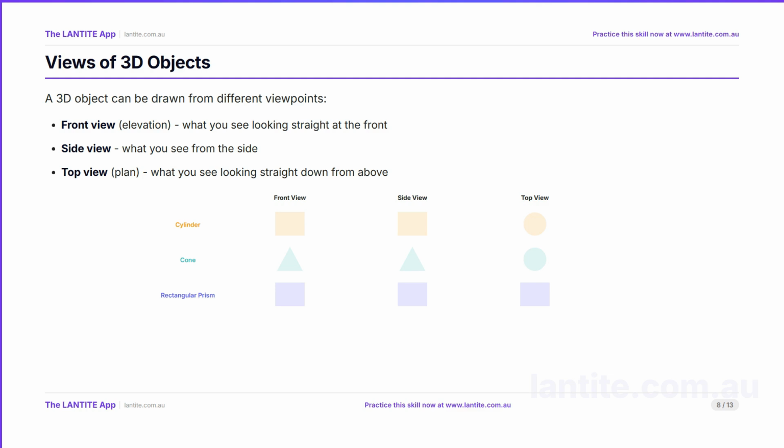For example, a cylinder looks like a rectangle from the front and side, but like a circle from above. A cone looks like a triangle from the front, but a circle from above. Practicing these views helps you develop your spatial reasoning.